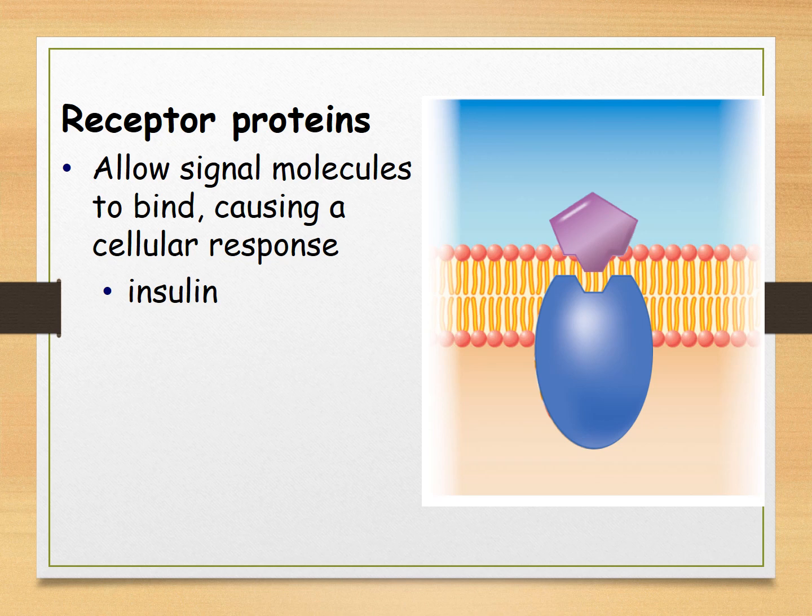Receptor proteins. Receptor proteins allow signal molecules to bind and cause a cellular response. Sometimes the molecules binding might be a hormone, such as insulin.